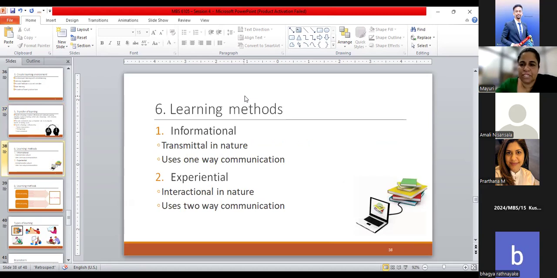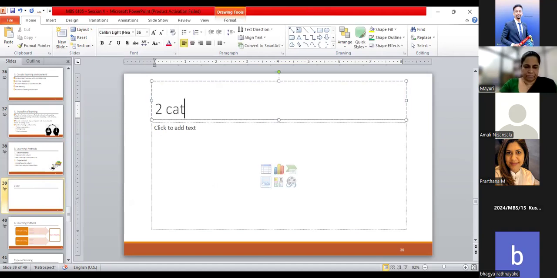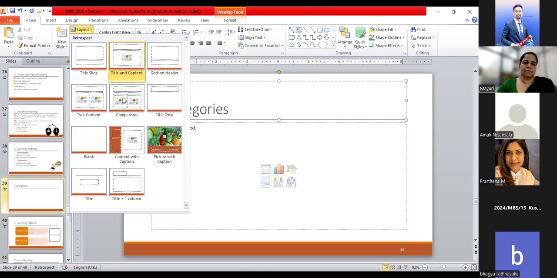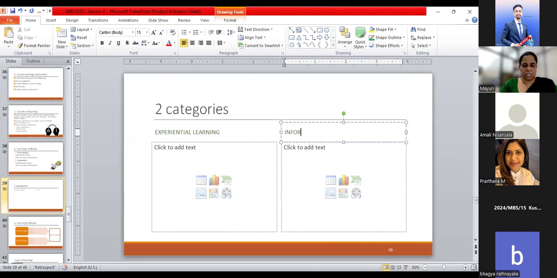Okay, so we come to the next one, learning methods. So this will also be tested, right? There are various learning methods. We can divide these learning methods into two categories. The one category of learning methods is experiential learning and informational learning.